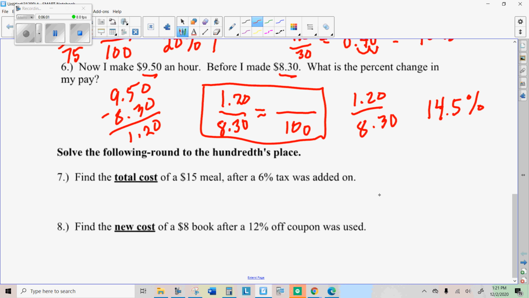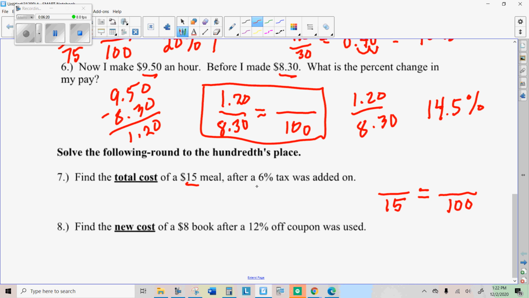Okay, so I'm going to set up a proportion right away. We have a $15 meal. That's the whole part of the meal, so that's going to be our whole. And the whole is always 100%. Okay? So they always go together, the whole and the 100%.